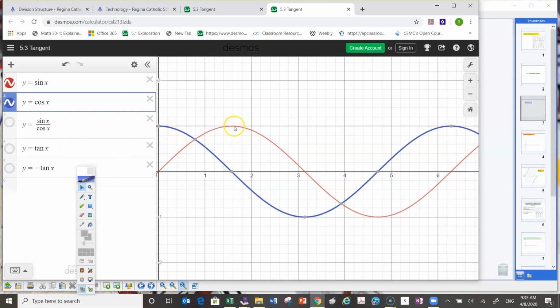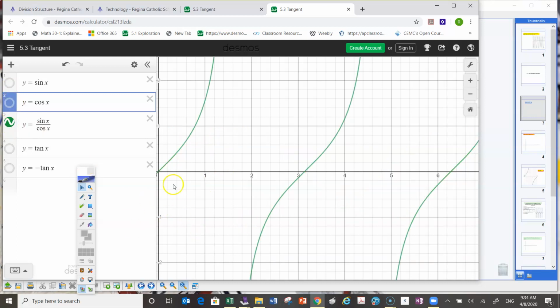Now, if we take our sine curve and divide it by a cos curve, we found out earlier that sine divided by cos is tangent. So this is what that graph looks like. So I'll just get rid of these two, and there is the graph of tangent.